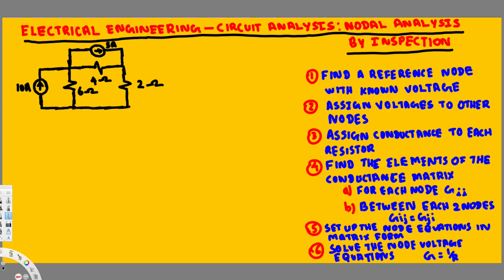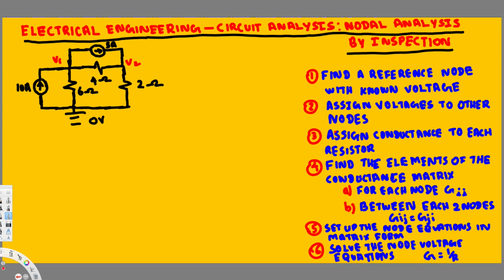For this one, we connect the bottom node to the ground, so that is going to be zero voltage. The next step is to assign voltages to the other nodes. Here, other than this one, we have this node and this node. So let's put V1 and V2.